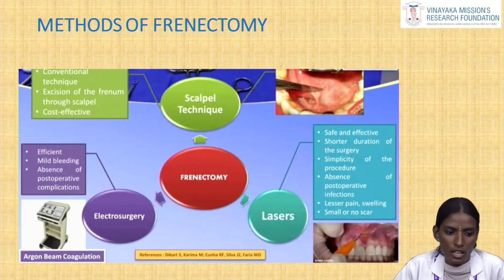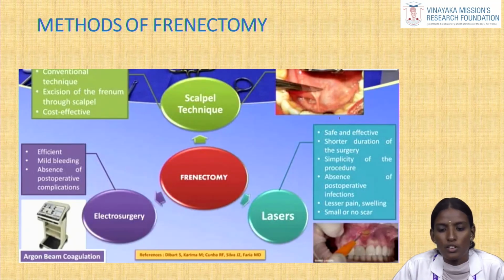In scalpel we have 3 types, which is a conventional technique. Excision of the frenum through the scalpel is cost effective, whereas electrosurgery is effective with mild bleeding and absence of post-operative complications. Laser is safe and effective, with short duration of the surgery, simplicity of the procedure, absence of post-operative infection, less pain, swelling and small or no scar.